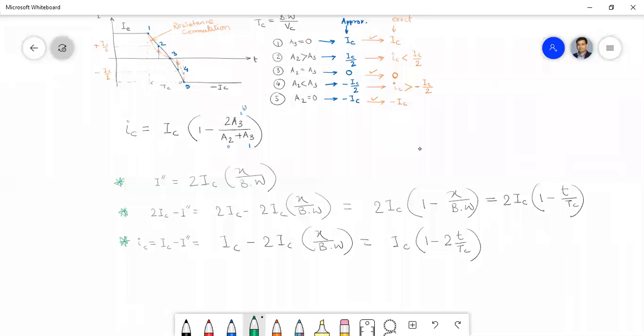Okay, so can you explain how we are getting this I double prime? As I've already explained it. Can you explain? No sir, I haven't understood it completely. So that means you are not attentive in the class.